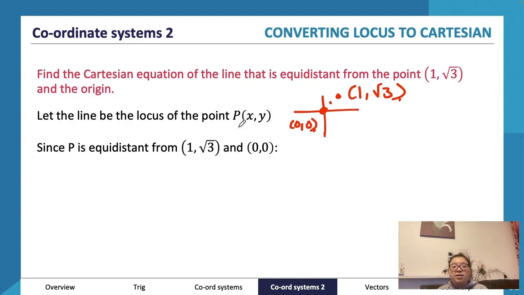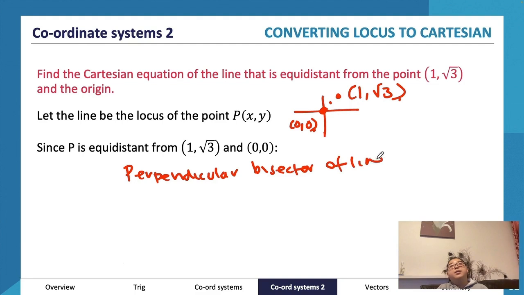The answer is that we can just find the perpendicular line, right? Because the perpendicular line will always remain at 90 degrees to the line that we're drawing. So all in all, if we're trying to find a line which is equidistant between those 2 points, we need to find the perpendicular bisector of the line from (0, 0) to (1, root 3). That means we need to find the perpendicular part and the bisector part.